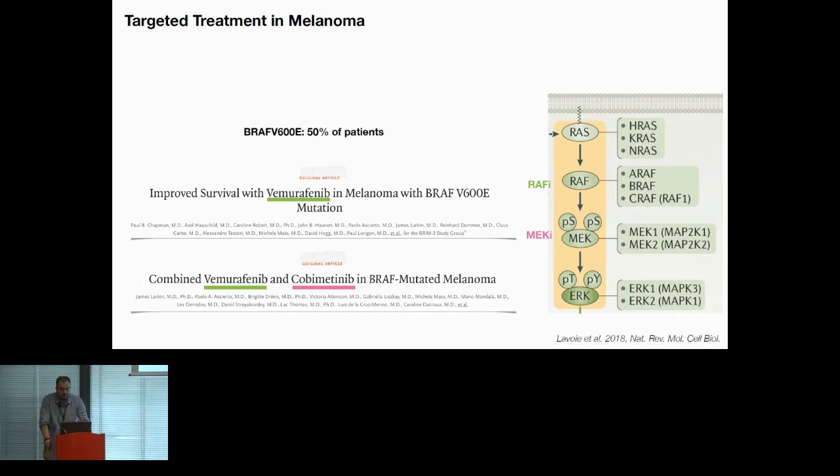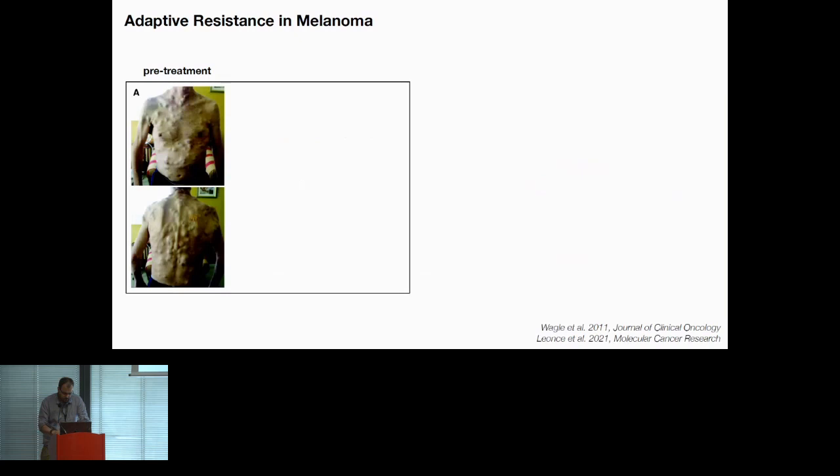This occurs in about 50% of all patients, and the first-line treatment for this kind of cancer is a combination of the RAF inhibitor vemurafenib and the MEK inhibitor cobimetinib. And they both hit the MAPK signaling pathway, which you see on the right, where the mutation occurs in the BRAF gene.